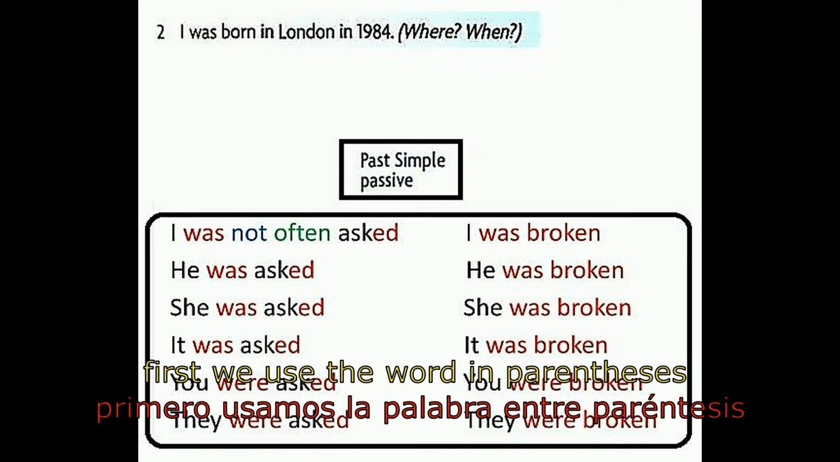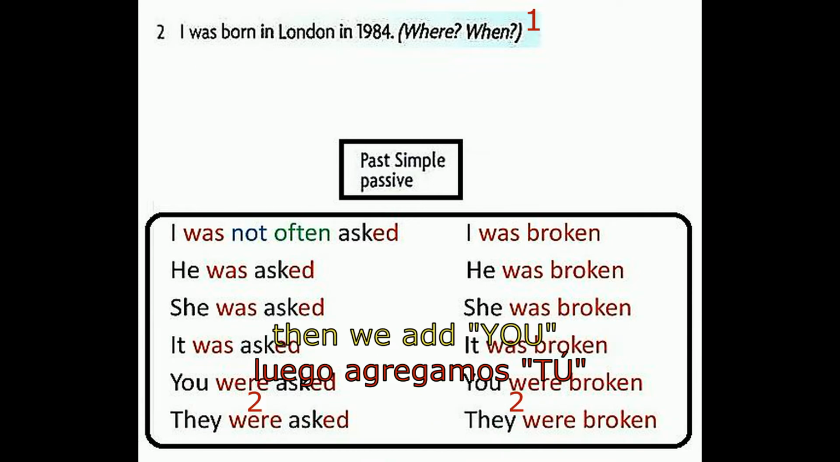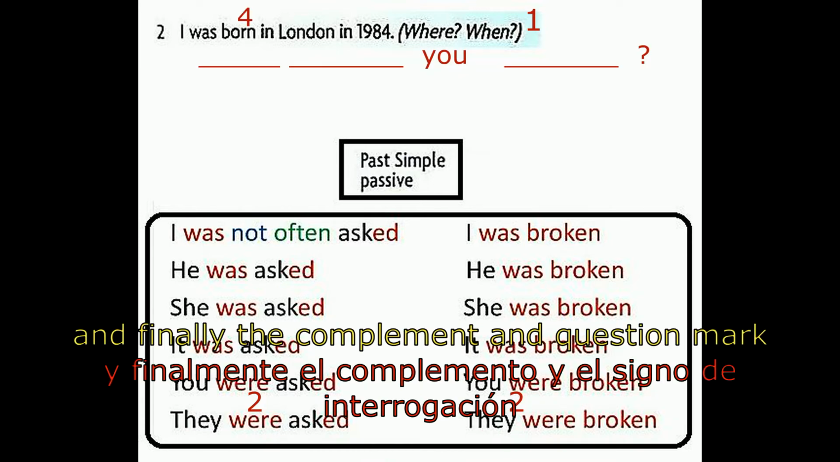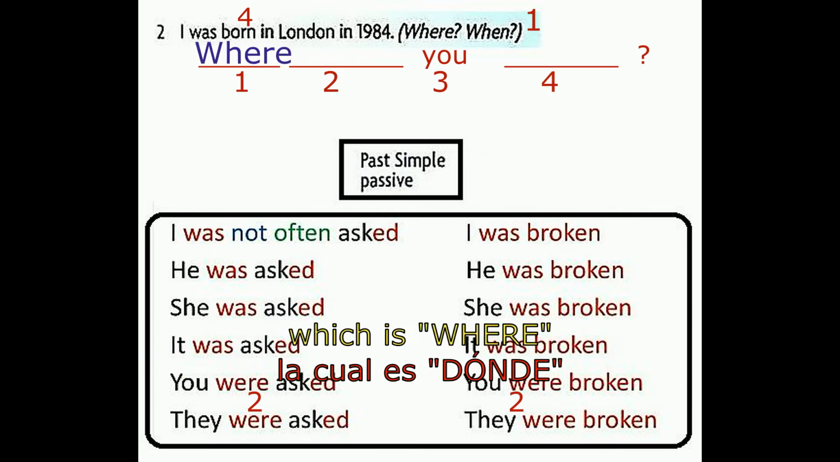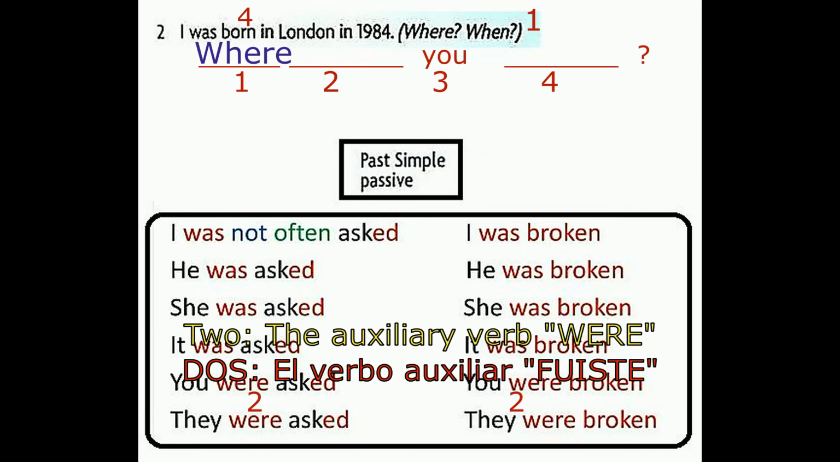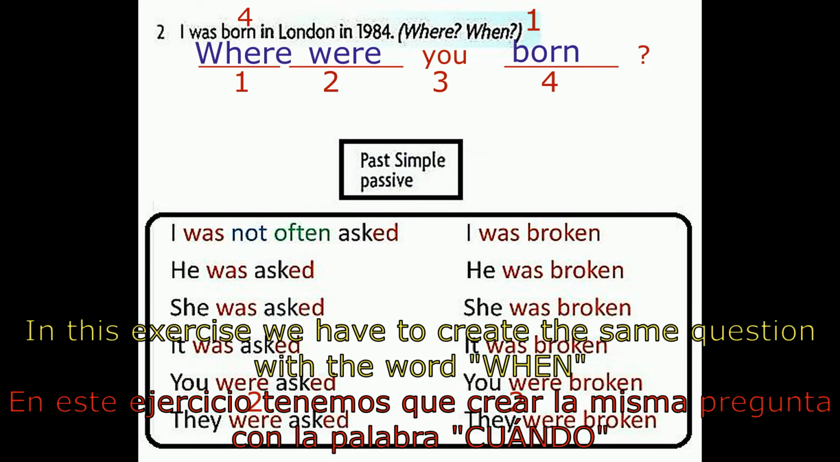First we use the word in parentheses, then we add the auxiliary verb according to the verbal tense, then we add you, and finally the complement and question mark. So the order is: 1, the word in parentheses, which is where; 2, the auxiliary verb, do; 3, you; and 4, the complement, that is, born. In this exercise, we have to create the same question with the word when.